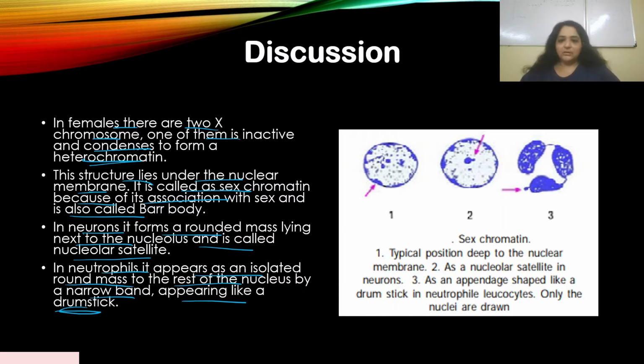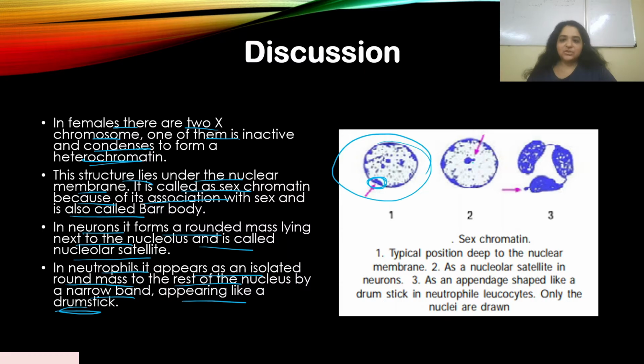Okay, so this is your nucleus. Okay, so this arrow pointed here, this is the heterochromatin, this is the Barr body. So if you see that, you know that it belongs to a female. Okay, it's exclusive for females. So it is a structure that lies underneath the nuclear membrane. Okay, and then in neurons, it forms a rounded mass here.